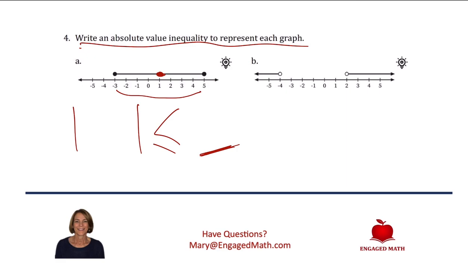So this number 1 is right in the middle. What we're going to do with that 1 is see how far it would be from 1 to the 5 and from 1 to the -3. And in both cases, it's a 4. So we're going to put that 4 on the right, because the distance from the middle has to be less than or equal to 4.